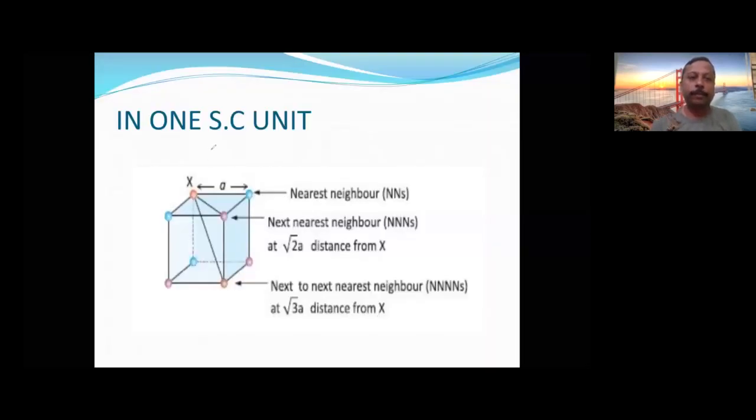Okay, here in one simple cubic unit cell, actually that was complicated to explain. Now this is a clear diagram to explain. Okay, nearest neighbors, that is NN. This is a. Okay, so this distance will be face diagonal, so it will be root 2a. This will be what? Root 2a. Okay, this is what? Face diagonal. Normally we call it a face diagonal.